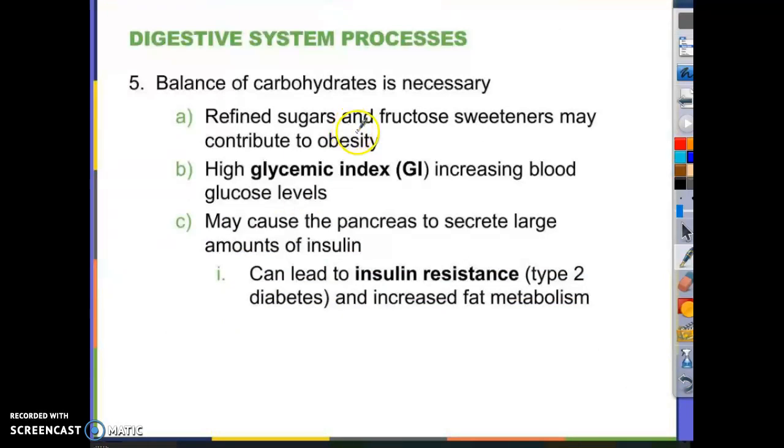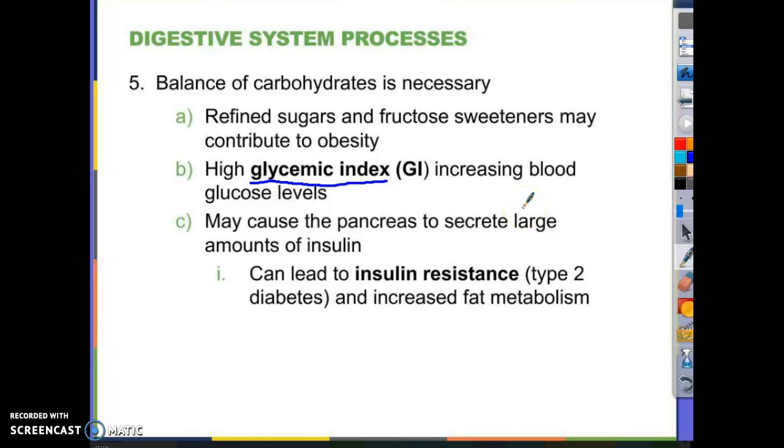Balance of carbohydrates. Again, some carbohydrates we talk about lower and higher glycemic index. Refined sugars and fructose sweeteners may contribute to obesity because they do end up getting stored as fat. High glycemic index foods increase the blood glucose levels. We typically want lower glycemic index. Things that you eat that have a high glycemic index increase the blood sugar glucose levels dramatically, quickly. Lots of sugar that's broken down very easily. It's better to have low glycemic index typically.